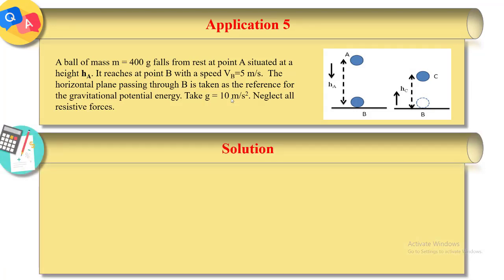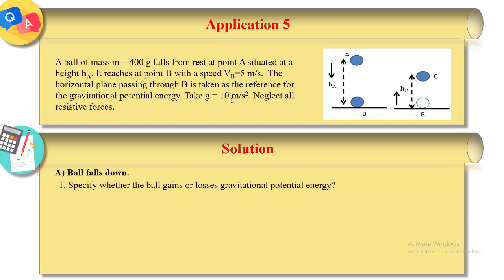In the first part, during falling down, the first question is to specify whether the ball gains or loses gravitational potential energy. The answer is easy. Since the gravitational potential energy is proportional to height, and as height decreases, the gravitational potential energy decreases. So the ball loses gravitational potential energy.